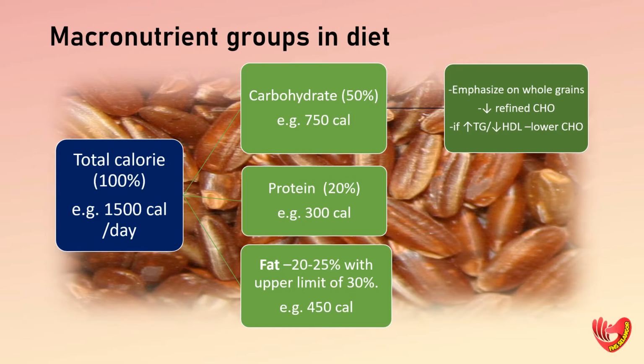Recommendation in healthy adults, total carbohydrate is about 50 to 60% of total calories intake with emphasis on whole grains. Reduce intake of refined carbohydrate foods such as white rice. In the presence of high TG and low HDL-C, carbohydrate intake should be lower. Total fat intake is between 20 to 25% with an upper limit of 30% of total energy intake. Protein intake is about 15 to 20% with emphasis on vegetable protein.